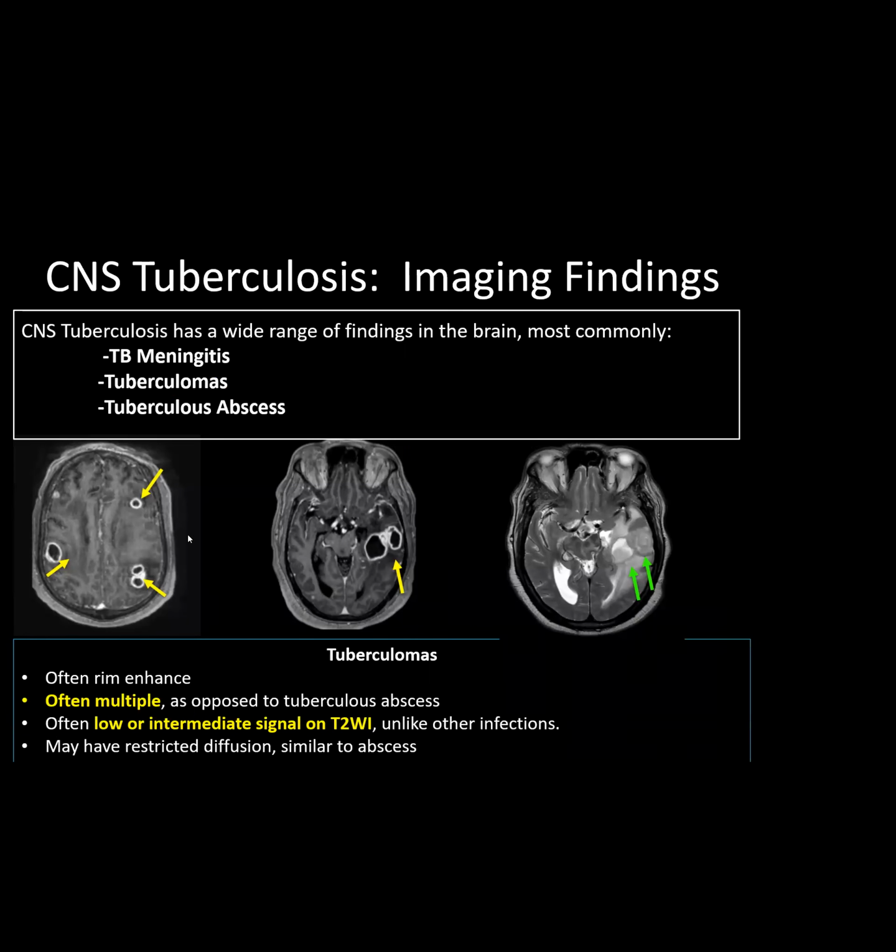Right. So tuberculomas are when you have rim enhancing lesions from TB, and they're classically multiple, like you're seeing in this case. TB abscesses are more often going to be solitary, or maybe one or two. If you see many rim enhancing lesions in a patient with known tuberculosis, those are more likely to be tuberculomas. They will rim enhance like an abscess. They can often restrict like an abscess. But one differentiating feature is the T2 signal of tuberculomas, which is often intermediate or dark. So if they're multiple and have intermediate or dark T2 signal, I would favor tuberculomas over TB abscesses.